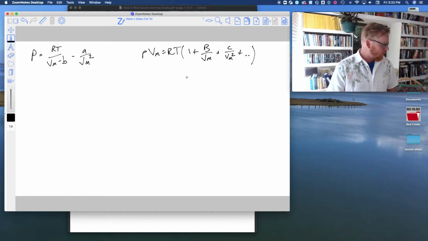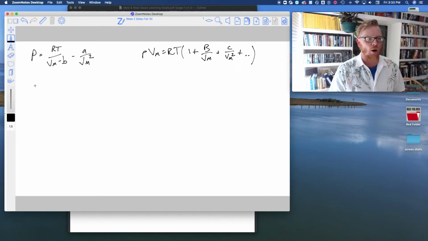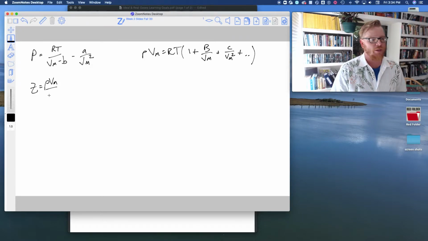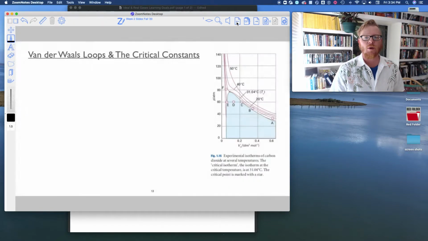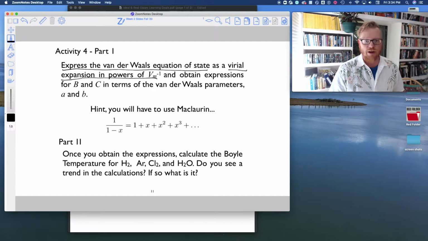And then I'm also going to write down another definition that might help us out, which is the compression factor Z. PVm over RT is the compression factor, okay? And so now if I back up and look at what this is asking me, let's read it again. Express the van der Waals equation of state as a virial expansion in powers of 1 over Vm and obtain expressions for B and C in terms of the van der Waals parameters a and b. So that's really the magic that we're doing. Obtain expressions for B and C in terms of a and b. That's what we're trying to do, okay?